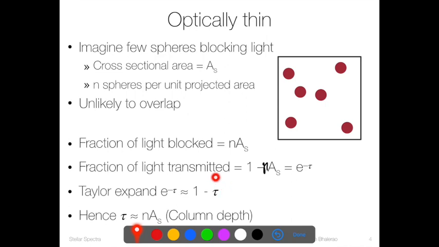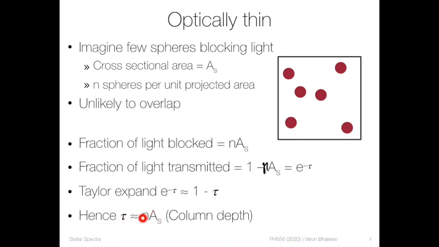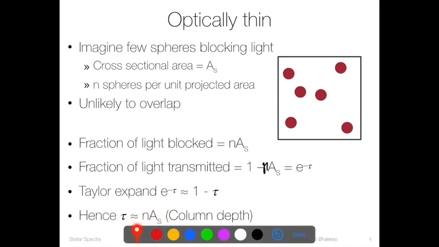So this is the optically thin regime. Loosely speaking, you can define optically thin as the regime in which tau is small enough such that this approximation applies. This is simply a concept called column depth, and we'll come back to it later in 2 minutes.